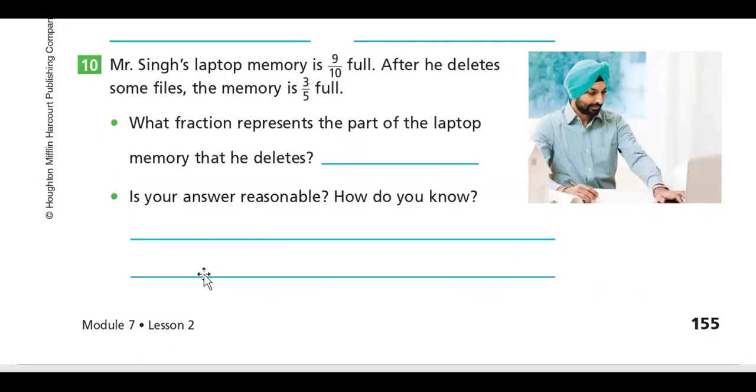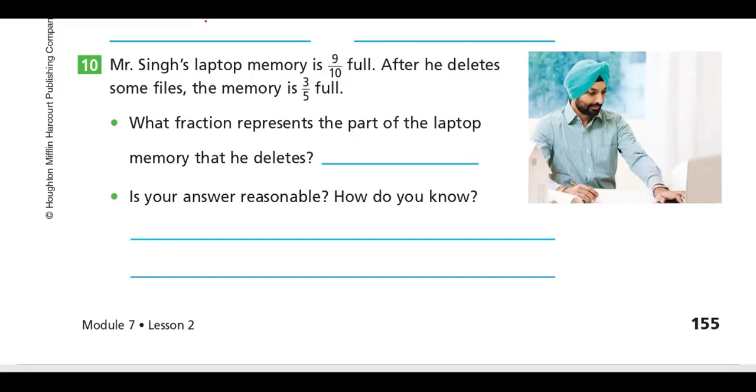Mr. Song's laptop memory is 9 over 10 full. After he deleted some files, the memory is 3 over 5 full. So write the fraction that represents this. He deletes some files, so it will be a subtraction. So I have to subtract.